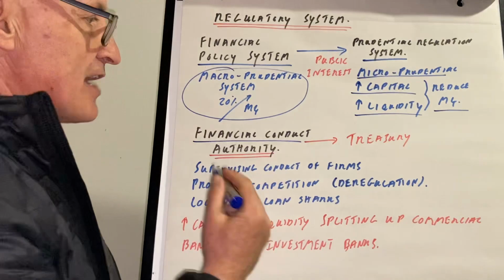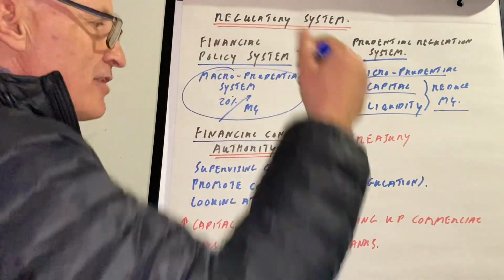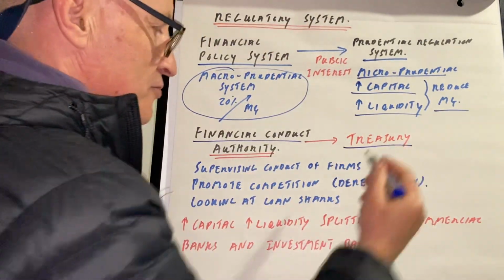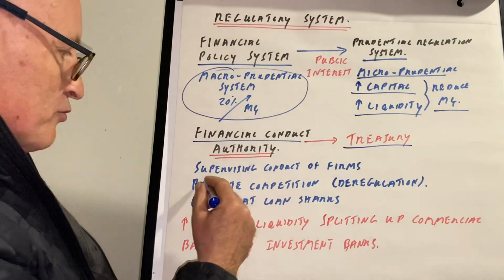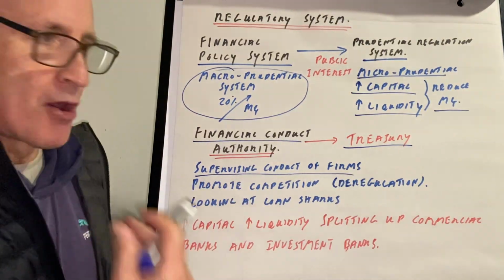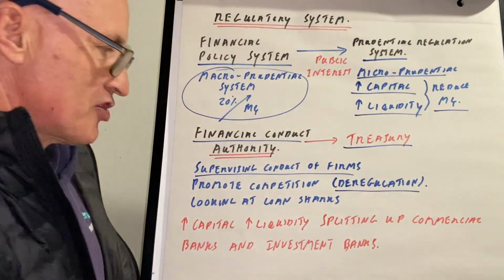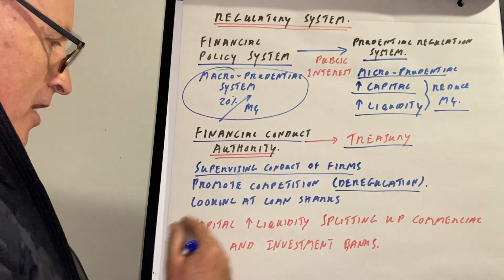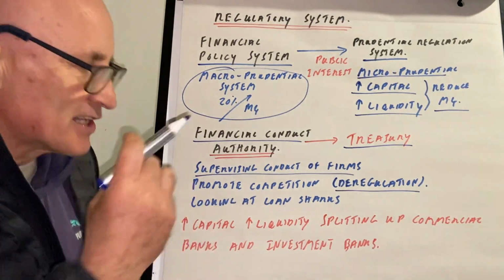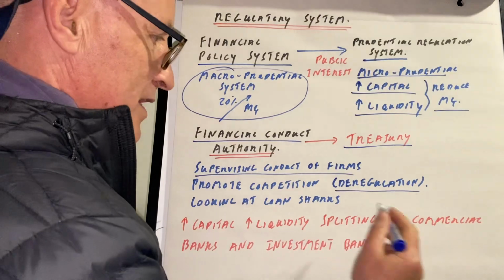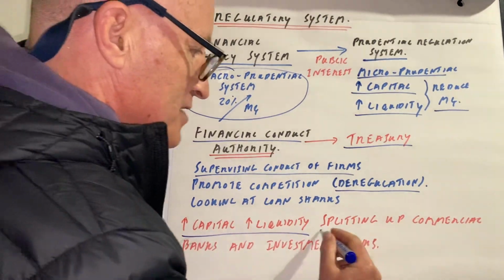We've also got the Financial Conduct Authority, which is independent of the Bank of England, but they are answerable to the Treasury. So they will supervise the conduct of firms, promote competition, deregulation, and look at loan sharks. Okay, so basically, if we increase the capital and liquidity ratio, that will make banks safer.